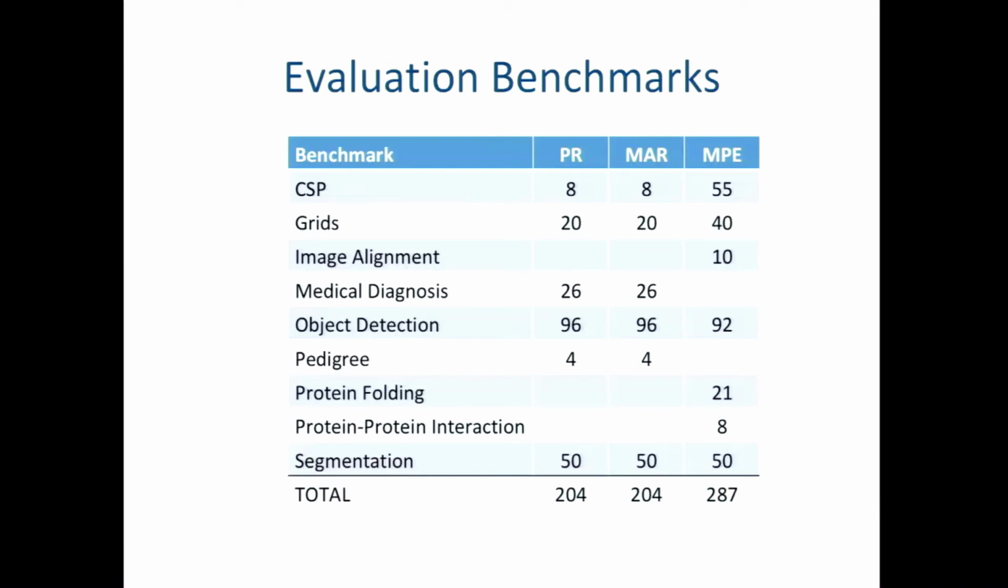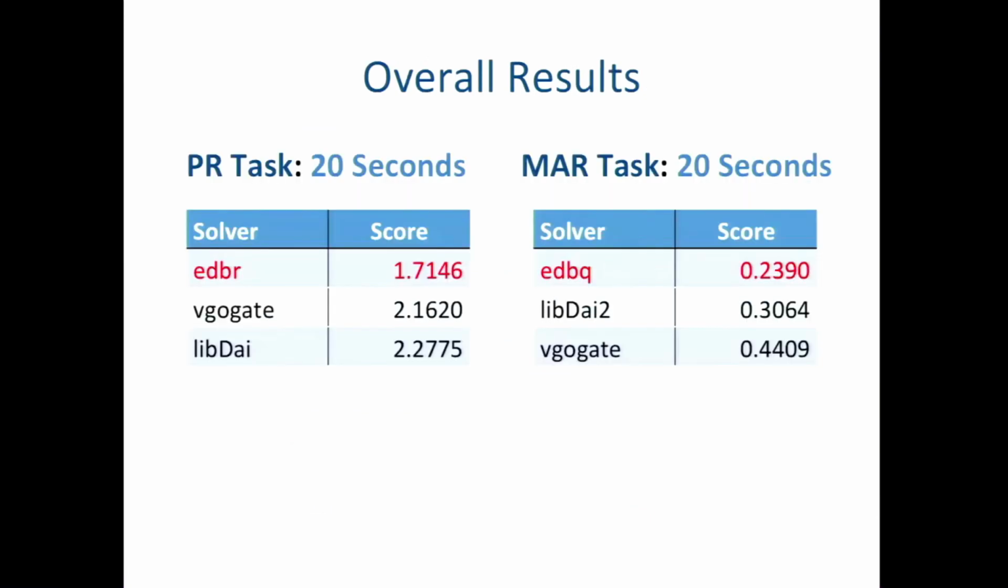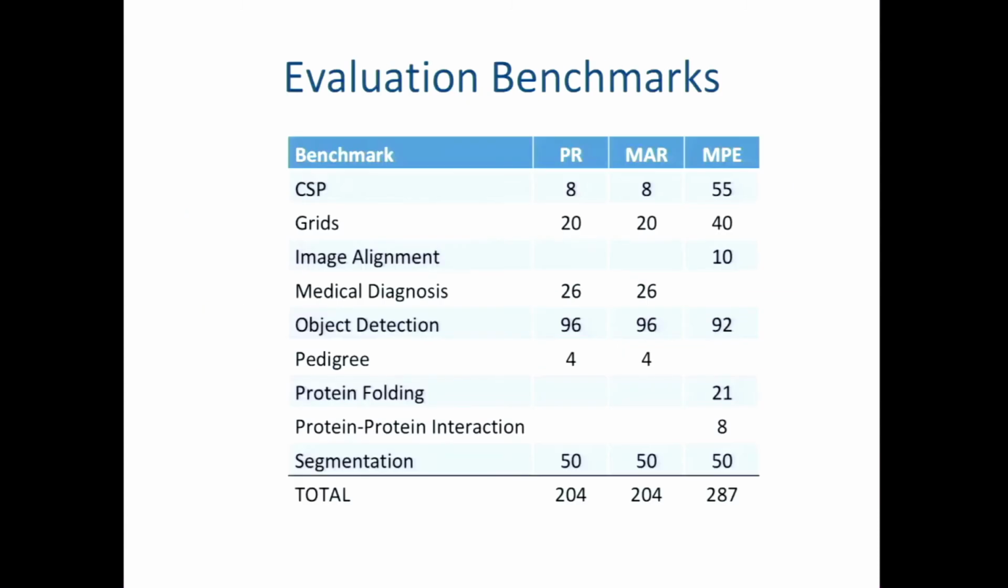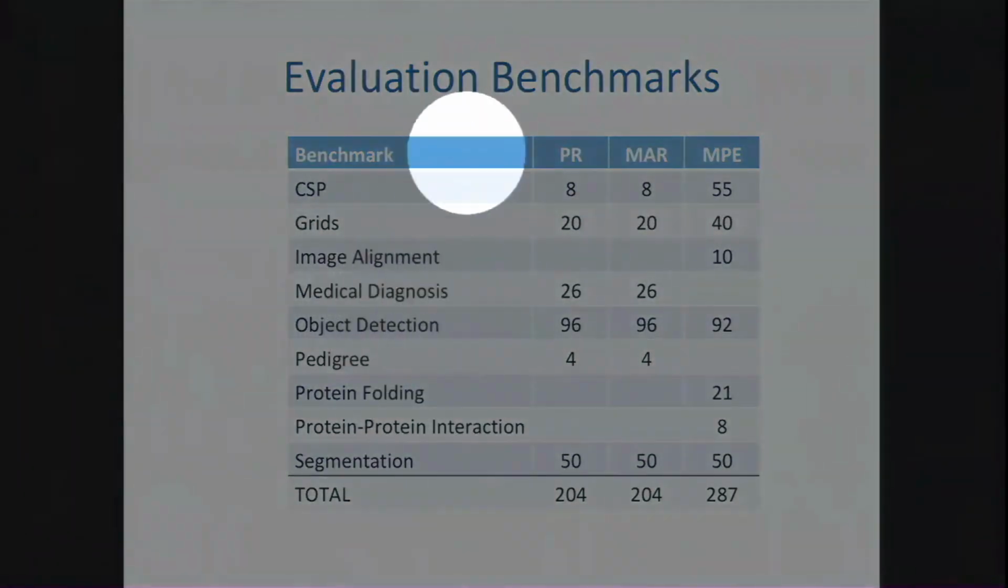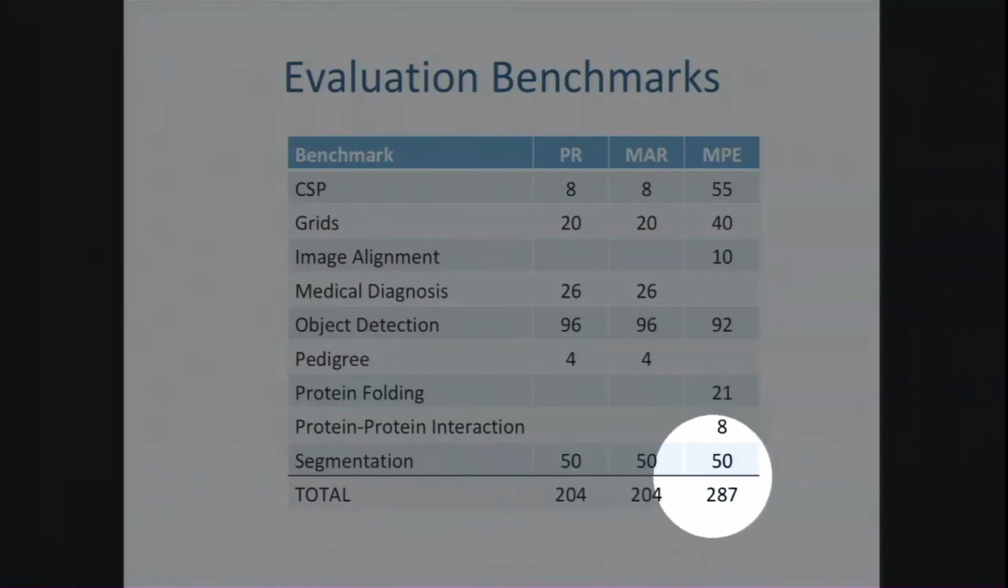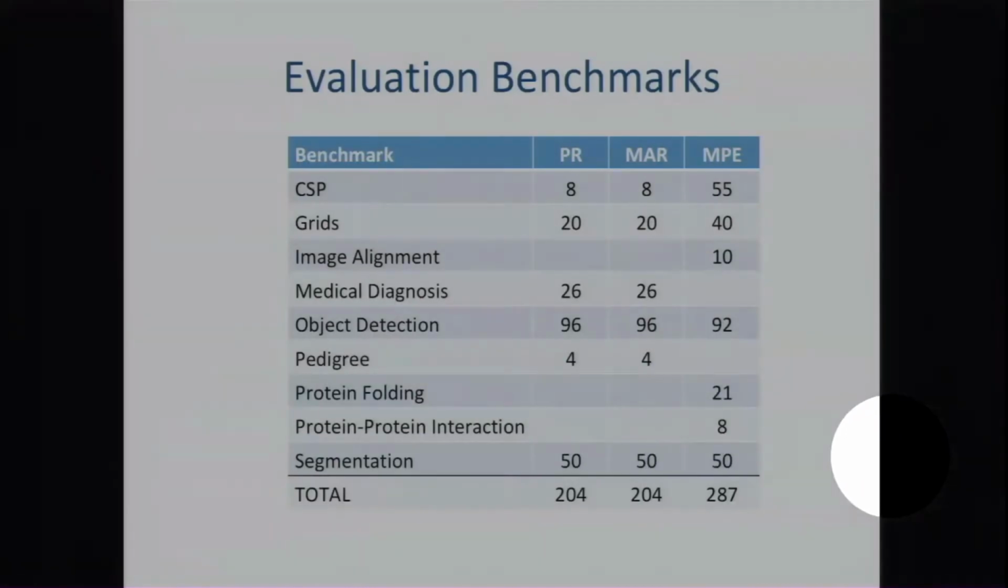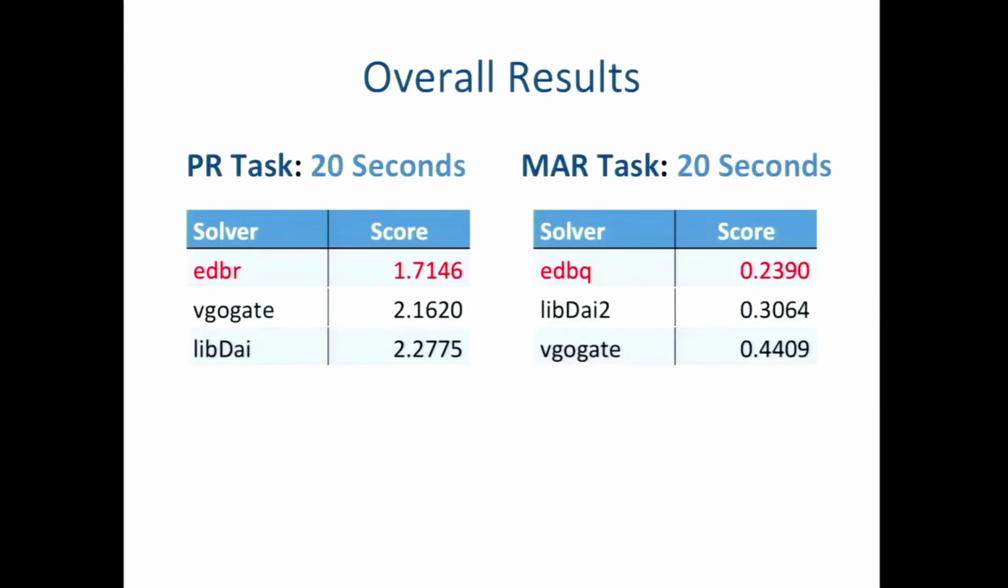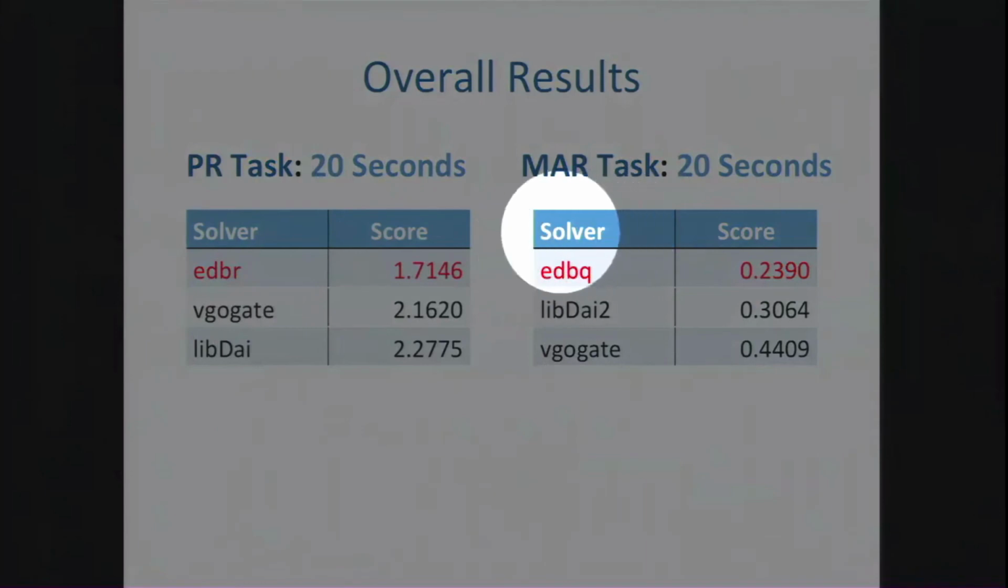There was a competition, what was it, 8 years ago at UAI on approximate inference. These were the benchmarks used from different domains. There were 3 queries: PR, which is probability of evidence, marginals, and MPE. There were about 700 networks total, and 3 categories: 20 seconds, 20 minutes, and I think 1 hour. You have to produce an answer in 20 seconds.